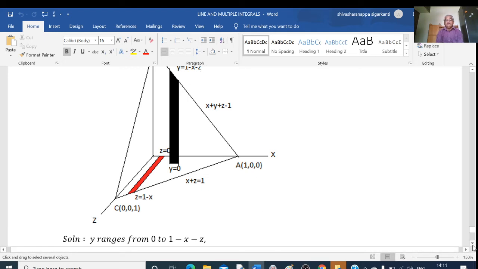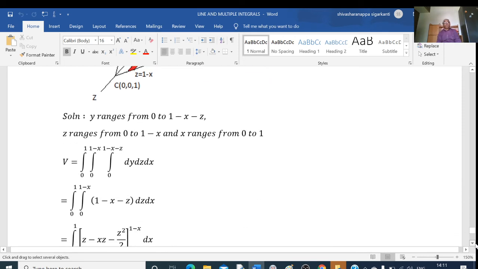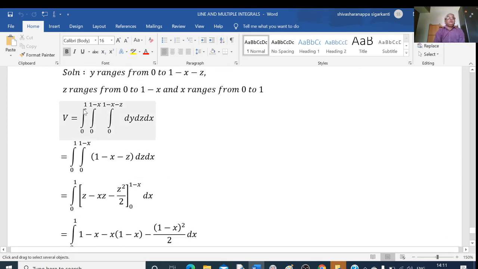Then integrating. So V equal to the integral from 0 to 1, 0 to 1 minus x, 0 to 1 minus x minus z, first with respect to y, then with respect to z, and then with respect to x. First integrating with respect to y, we get y between 1 minus x minus z and 0. Upper limit is 1 minus x minus z, minus lower limit value 0, into dz dx.